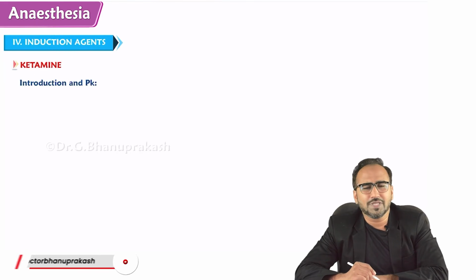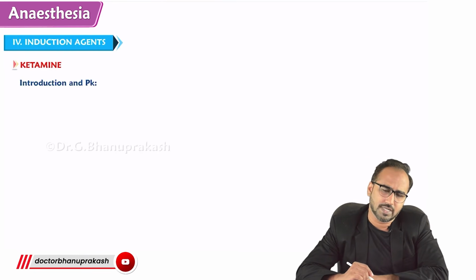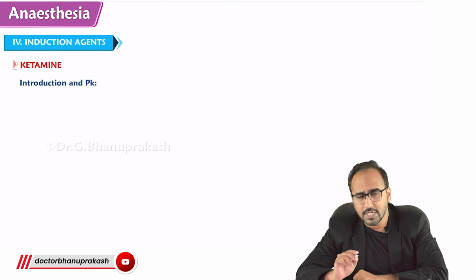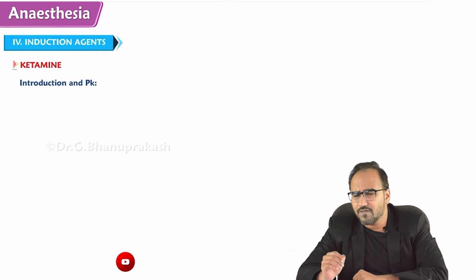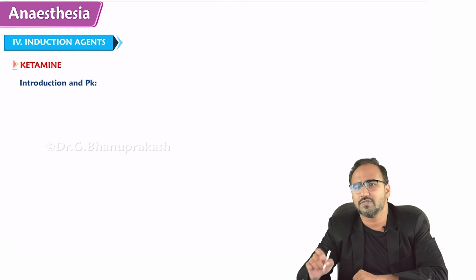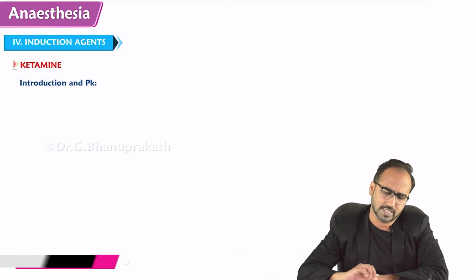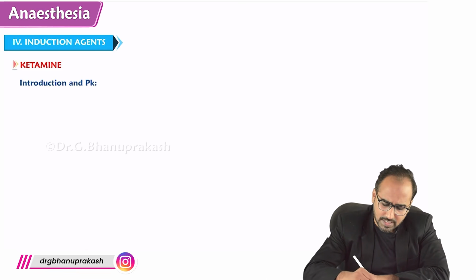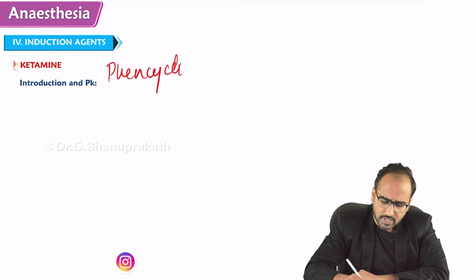Next, coming to the next drug, which is called ketamine. Once again guys, we are starting with the drug called ketamine. What we need to discuss is the introduction, pharmacokinetics, effects of the drug on various systems and contraindications. Ketamine introduction: what do we need to write? Ketamine is a phencyclidine derivative.